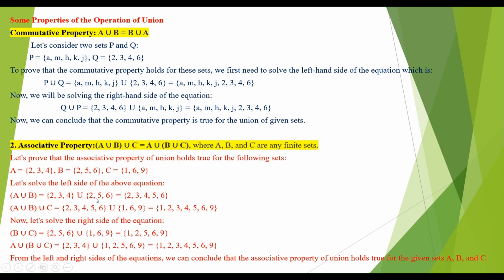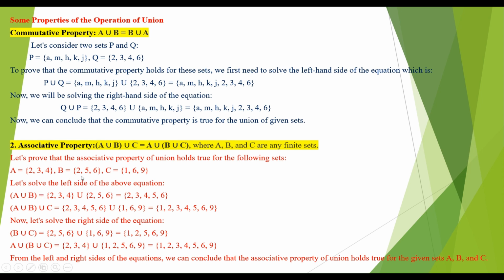Now A union B union C. So now what is A union B? 2, 4, 3, 4, 5 and 6. Now what is set C? 1, 6, 9. So let's write the equation from both the sets. A union B, that is this one, 2, 3, 4, 5, 6, and the set C elements are 1, 6 and 9. Okay.